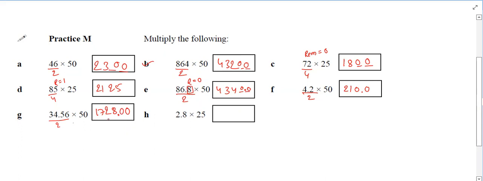And then Shravani, H1. Yes, sir. 28 divided by 4 is 7. Since the remainder is 0, we'll have to add 2 zeros. Final answer? 700. No, sorry, that is 28, so that is 2.8, sorry. 70. Correct. Yes, sir. 70 is your answer.